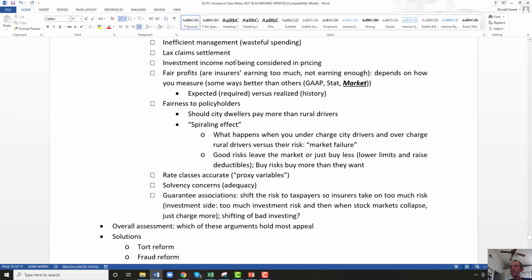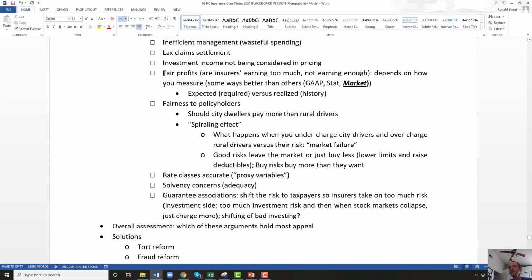Investment income not being considered, well, now it is by law. Investment income, we talked about that float, is required by law all the way back to the 70s. Insurance companies, when they file their rates, must consider an offset for that float, the investment of float, that time value of money, the delay between the premium and paying out claims.